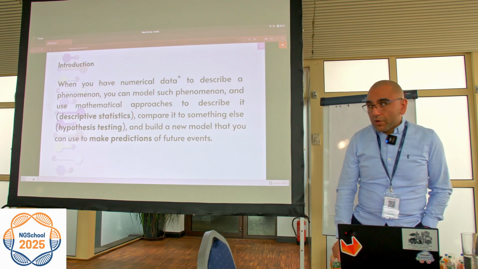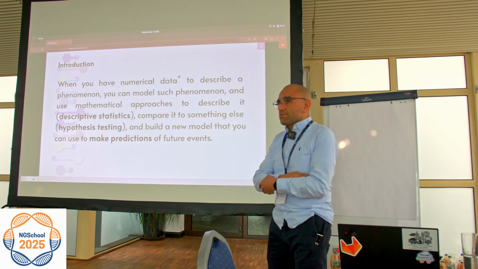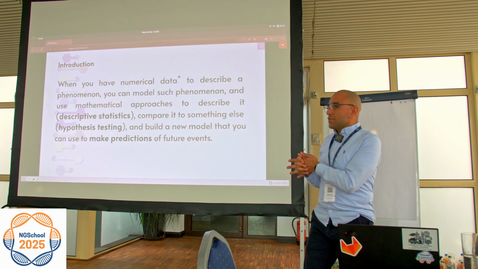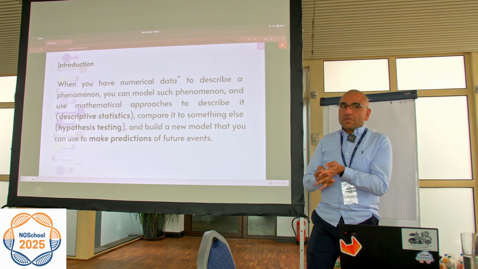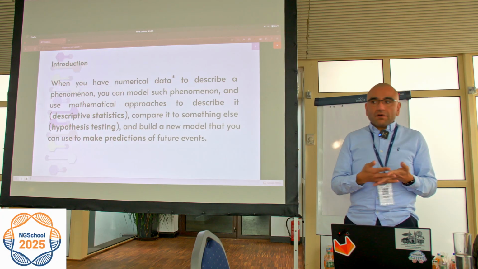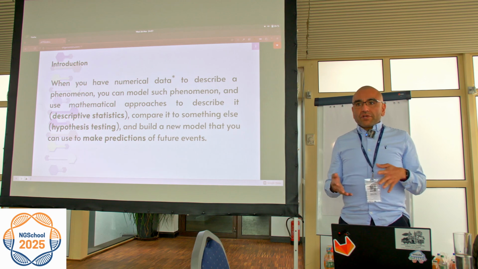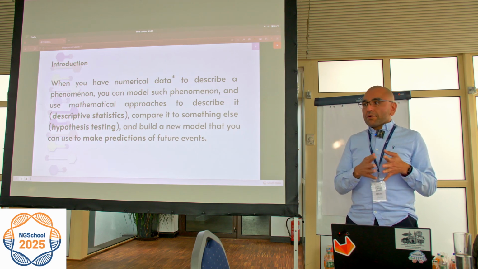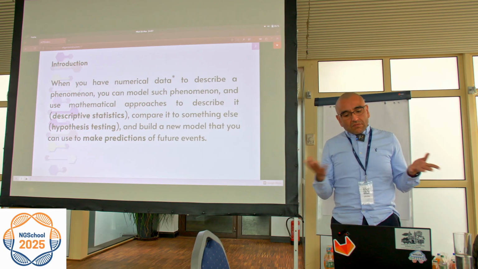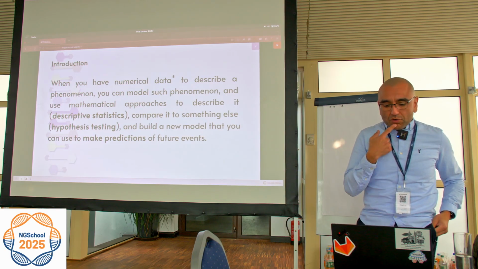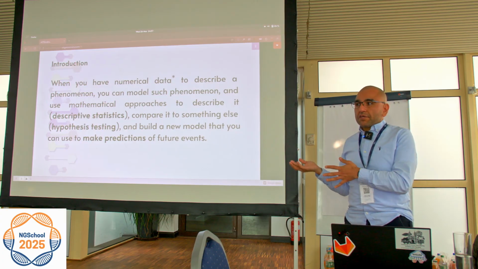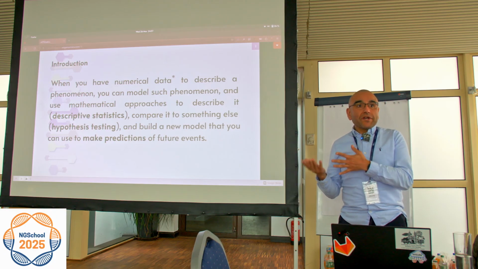So when we have numerical data to describe something, we can model whatever that something is and use a mathematical approach to describe it. That's something that we call descriptive statistics, and you are very well familiar with such approaches, like maybe measuring the average of something, determining what is the standard deviation of something, or estimating the standard error of a measurement that you're collecting.